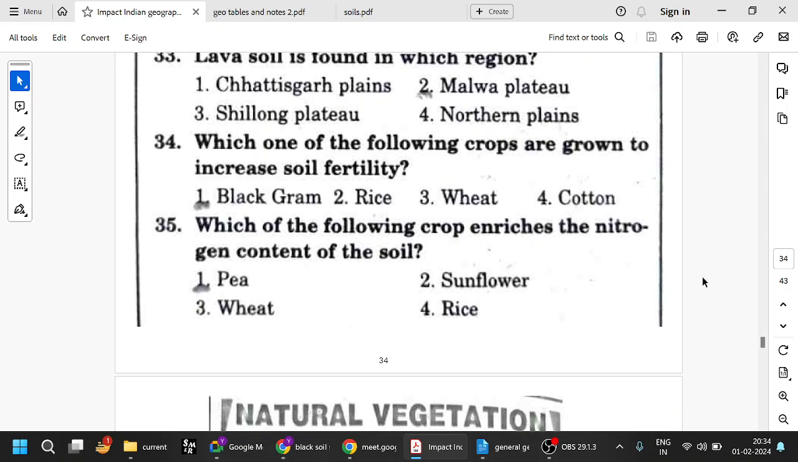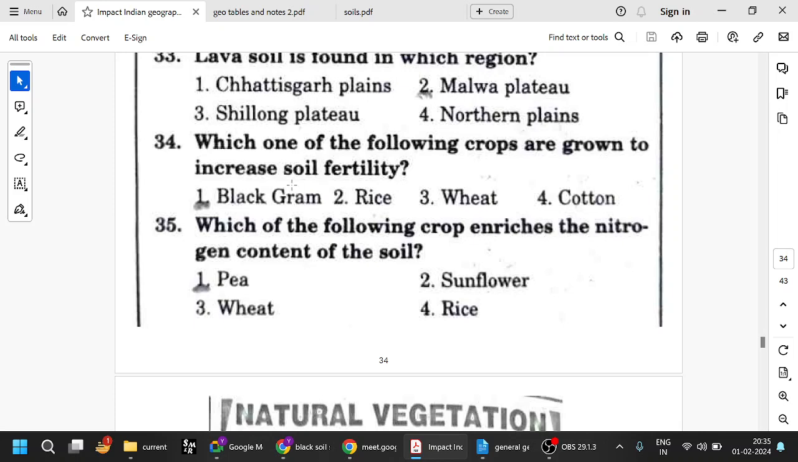Which of the following crops are grown to increase soil fertility? Usually, in such a question, the answer would be groundnut. Groundnuts are usually grown to increase soil fertility whenever there is a crop cycle. But in this case, among the given options, rice and others are very soil exhaustive. Wheat, rice, cotton, etc. remove a lot of nutrients from the soil. So pulses, black gram, etc. increase the soil fertility by fixing nitrogen in the soil.